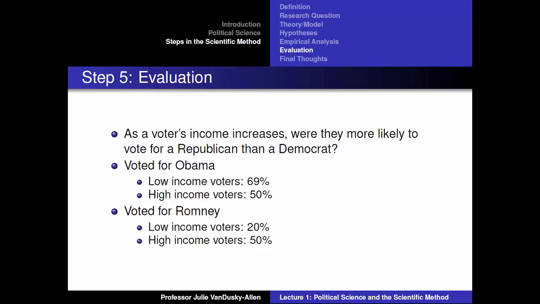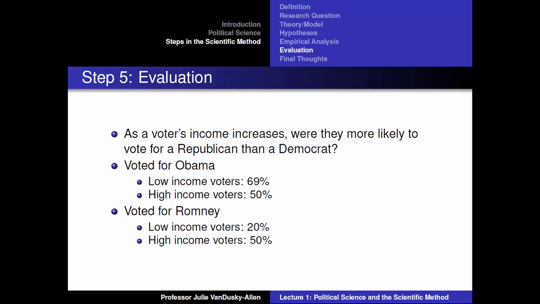The last step in the scientific process is evaluating our evidence from step 4. Did the data support the hypothesis? Recall the hypothesis from the example in the previous slide was, as a voter's income increases, he is more likely to vote for a Republican than a Democrat. In order to analyze this relationship, I used real data from the American National Election Study from 2012. Based on the results of the survey, the evidence does support this hypothesis.